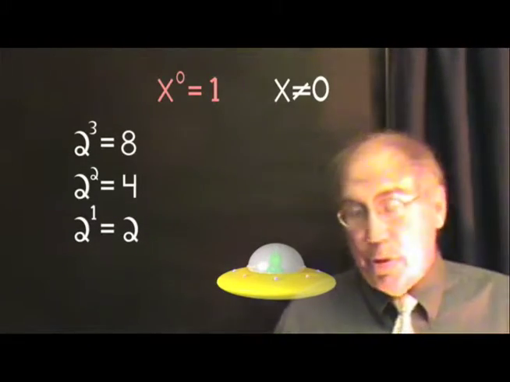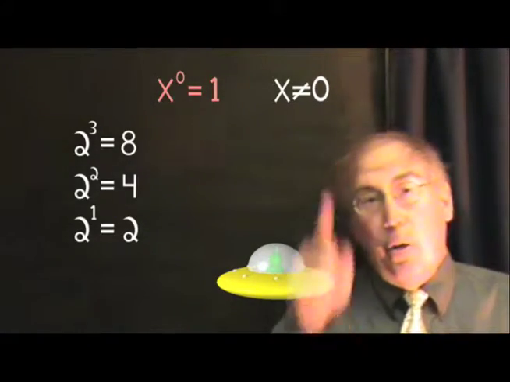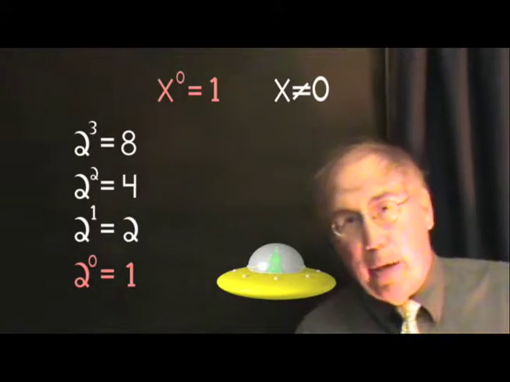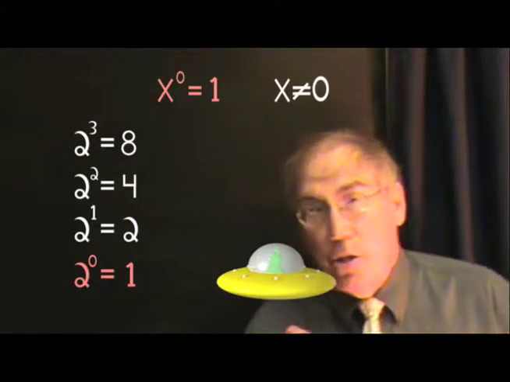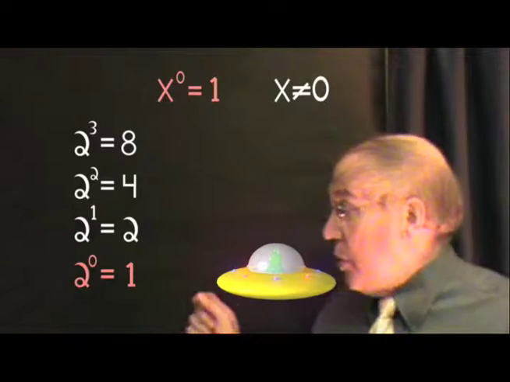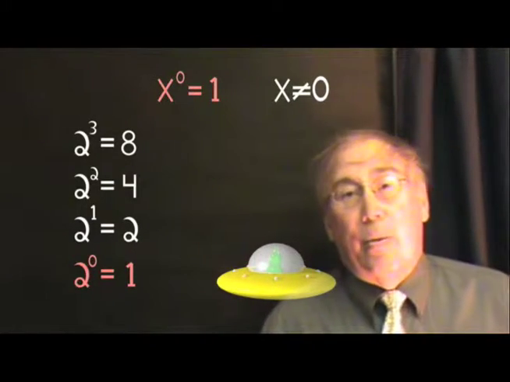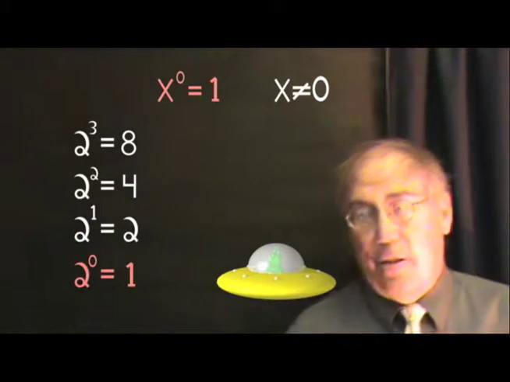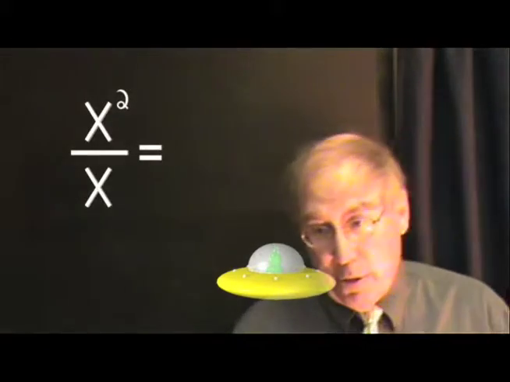Divide 2 into both sides again. 2 to the 1 equals 2. Notice that the exponents are going down by 1 and eventually reach 0. And we get 2 to the 0 equals 1. You could try that with another number and get similar results.